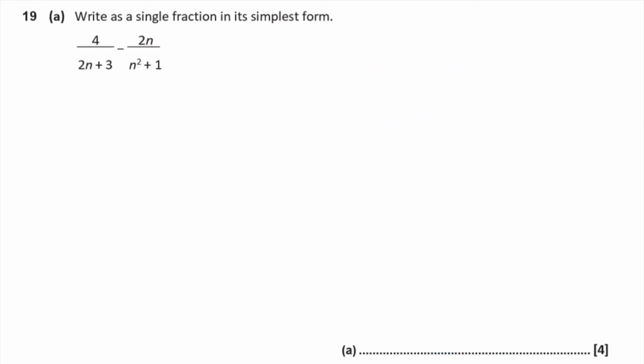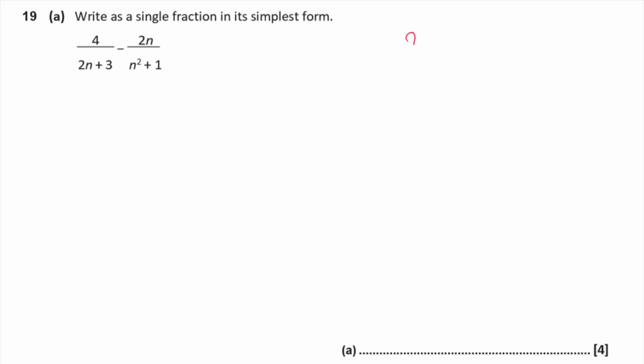Question 19a, write down as a single fraction in its simplest form 4 over 2n plus 3 minus 2n over n squared plus 1. Okay, now algebraic fractions simply follow the same rules as normal fractions. So if you know how to subtract normal fractions, you should know how to subtract algebraic fractions.